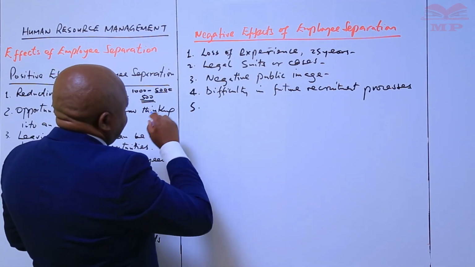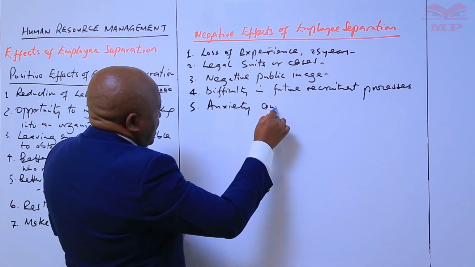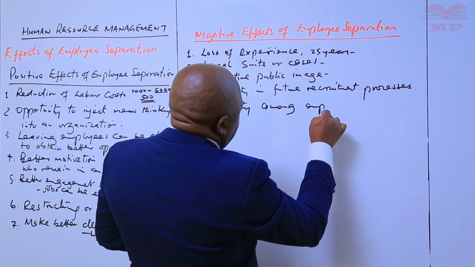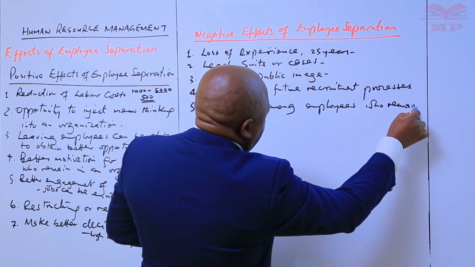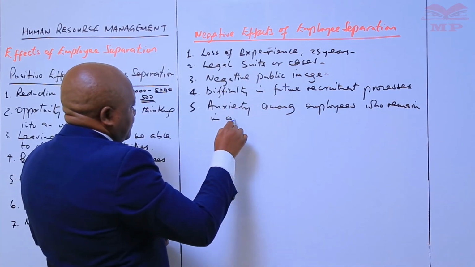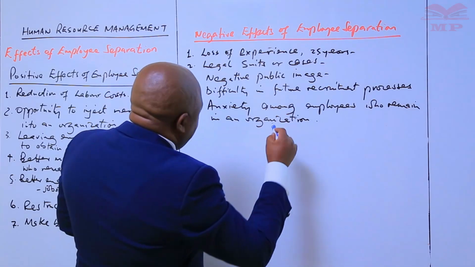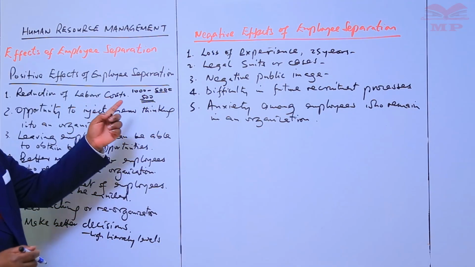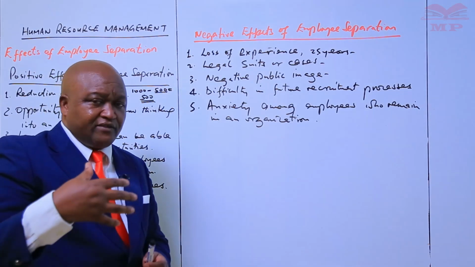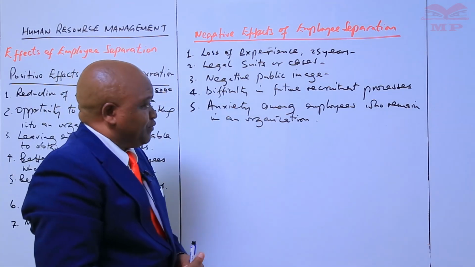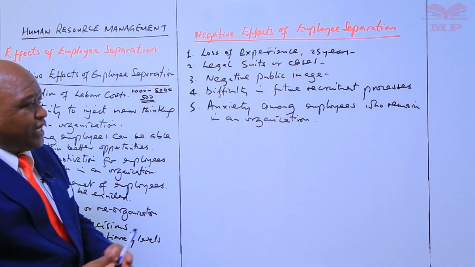Then 5, anxiety among employees who remain in an organization. So what we are saying here is that if you have 500 workers remaining in a given organization, they will start being very apprehensive that maybe we are the next people to be, for example, terminated. So those workers will be anxious.